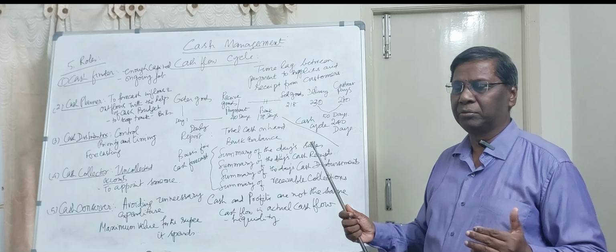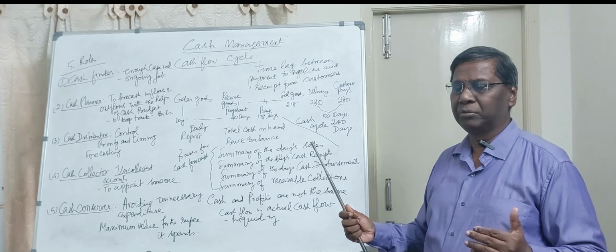So how to tackle it? My challenge is how to reduce the length of the cash cycle so that you will be flushed with funds to focus more on the products, focus more on sales, and reduce the borrowing cost also. That is my intention. So now how can we do it?